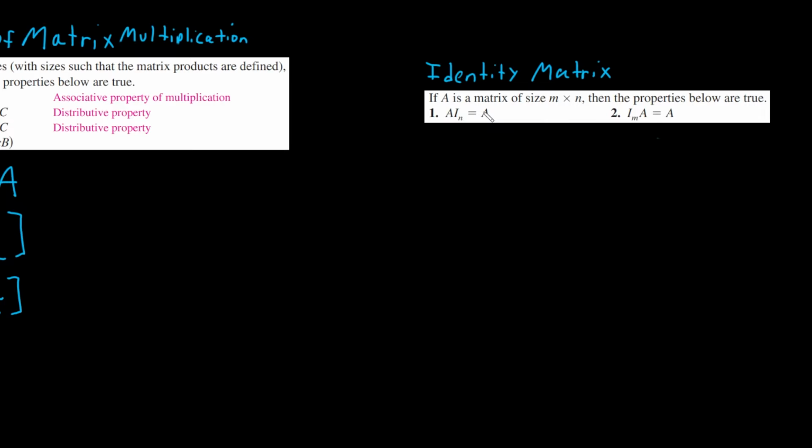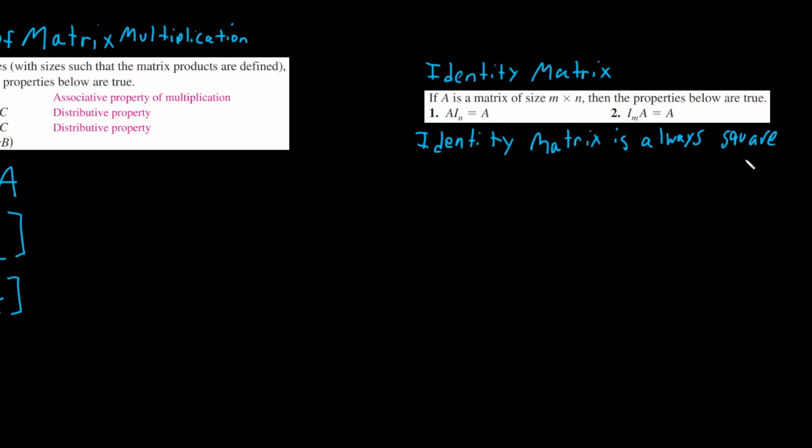Now notice how I said it's the identity matrix that corresponds to A. The reason I said that is because the identity matrix has to be a specific size for the matrix multiplication to exist. And the identity matrix is always square. By that I mean it has the same number of rows and columns. Identity matrix is always square. That's important. So since the identity matrix is always square, it always has the same number of rows and columns.